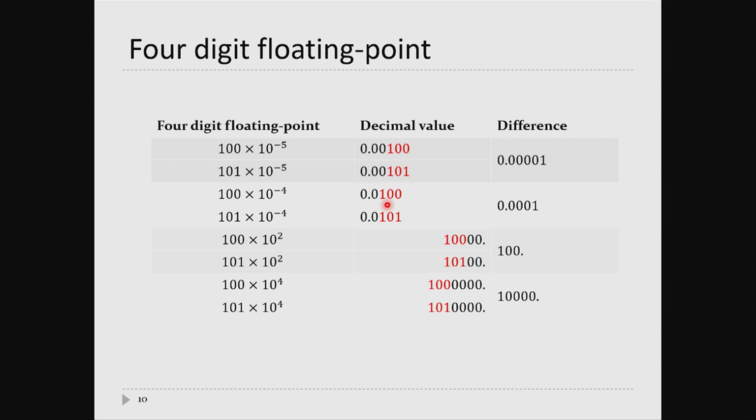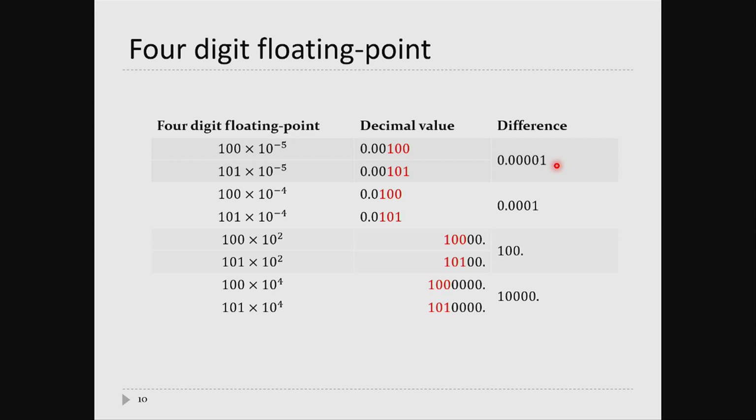Now remember, I only have 4 digits, right? And I only get 3 in the significand. So the next number that I can represent is 101 times 10 to the minus 4. Right? And that's 0.0101. Notice the difference here is 0.0001. Right? That's different from the previous 2 rows.